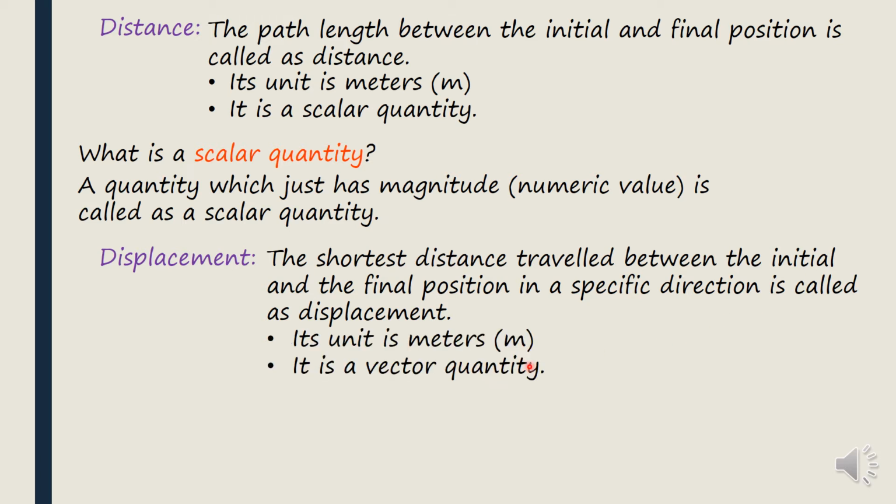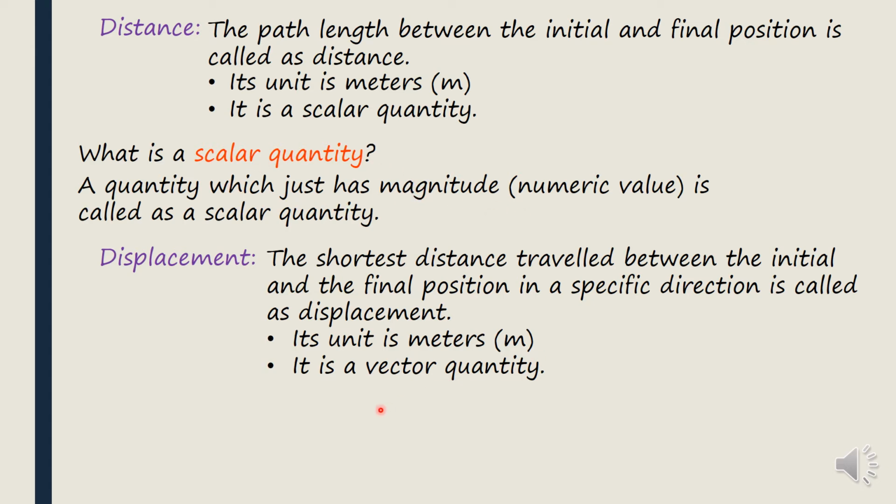And the unit of displacement is also meters, because it is a length. Displacement is also a length, so that is why the unit of displacement is meters, which is denoted by m. And it is a vector quantity. Okay, now we said that distance was a scalar quantity. Distance भनेको चाहिँ scalar quantity भन्यो. So scalar भनेको के अरे, a quantity which has just magnitude is known as scalar quantity.